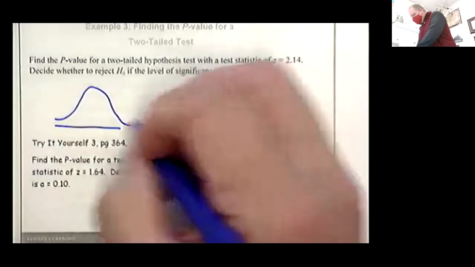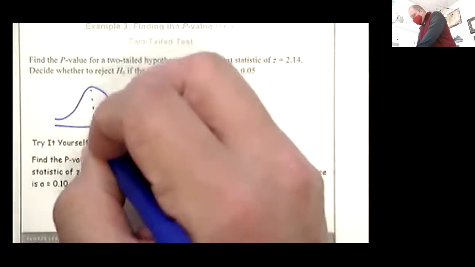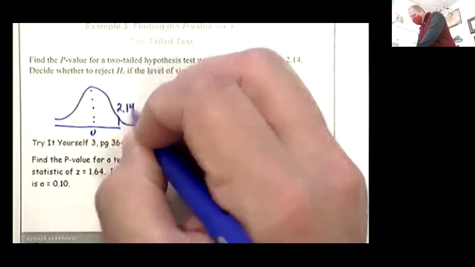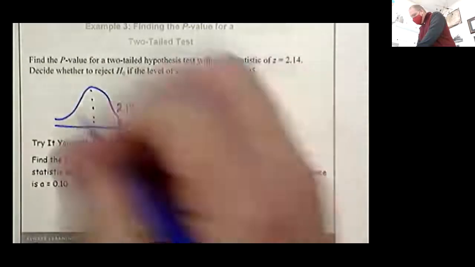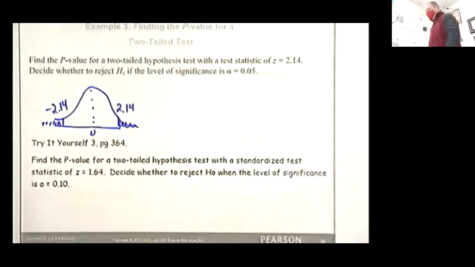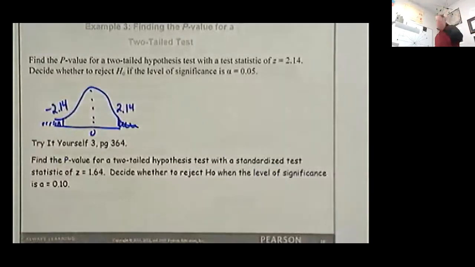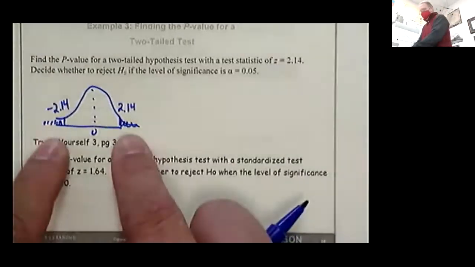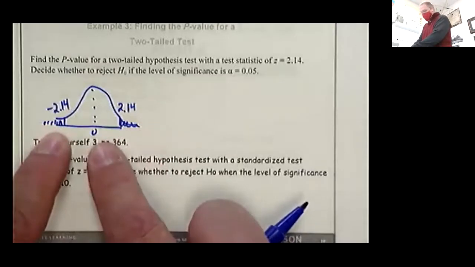That means we have a positive, so right here's 0. Here's a positive 2.14. Because it's a two-tailed test, that also means there has to be another number that matches, which is the -2.14 in that area as well. Now, there's a couple ways you can do this. You can find the normal cumulative distribution function of both and add them together.